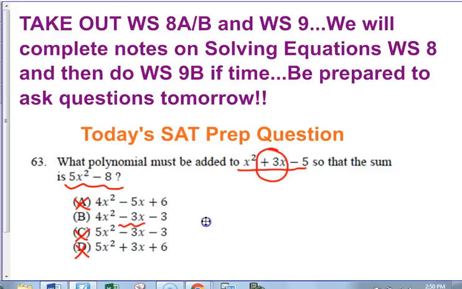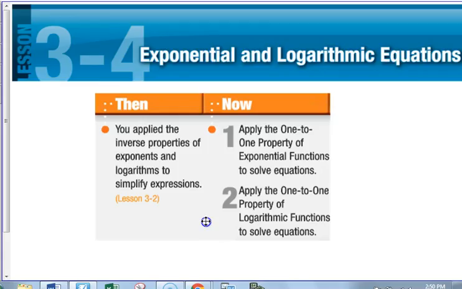Does that make sense? I was also told this morning that if as a junior you choose to be gone on the day of the SAT and don't do the makeup, you don't get to be a senior next year. It's a requirement, so make sure you're here. All right.